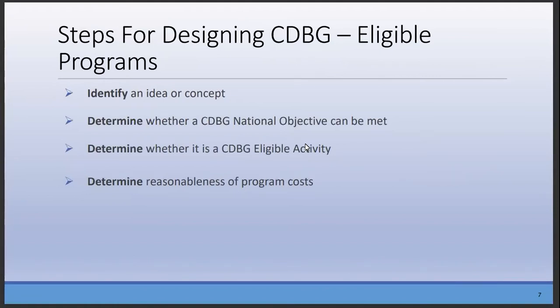There are 4 steps in designing a CDBG eligible program. First is identifying an idea or concept. Next, determine if that idea or concept meets a national objective and is an eligible activity under CDBG regulations. And lastly, determine the cost reasonableness of the program following the principles as detailed in 2 CFR Part 200, as discussed yesterday in our financial management presentation.